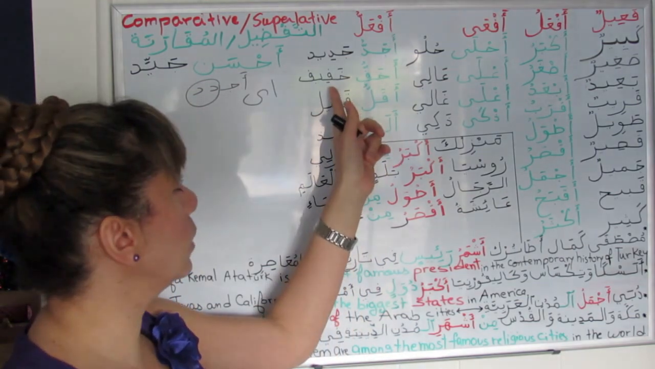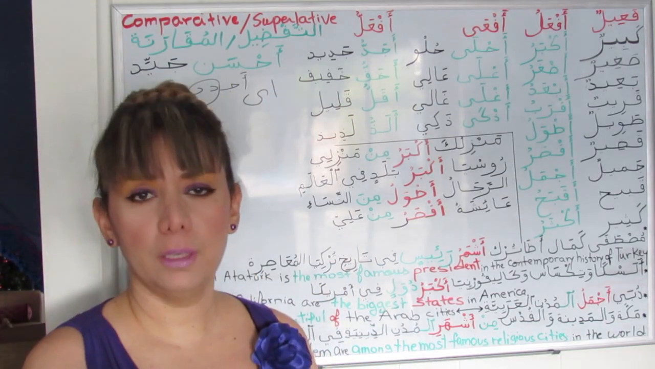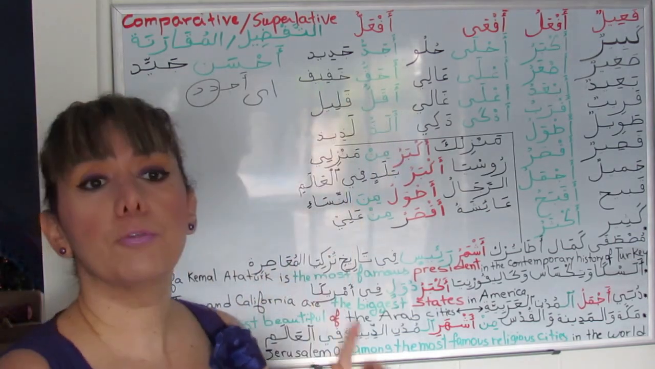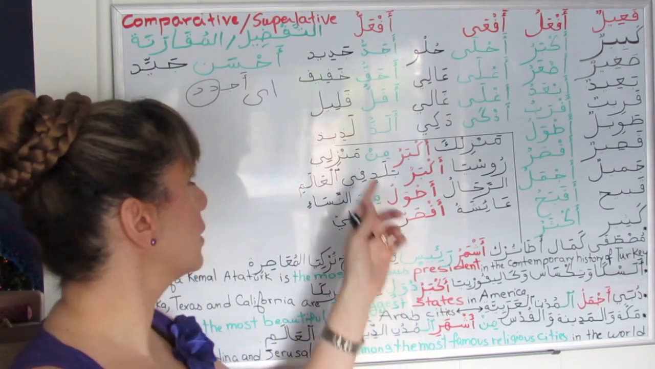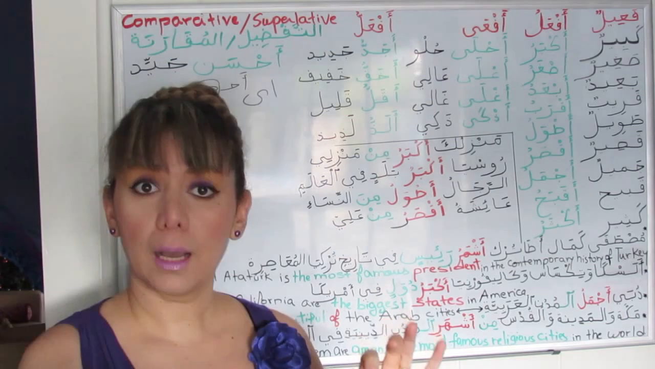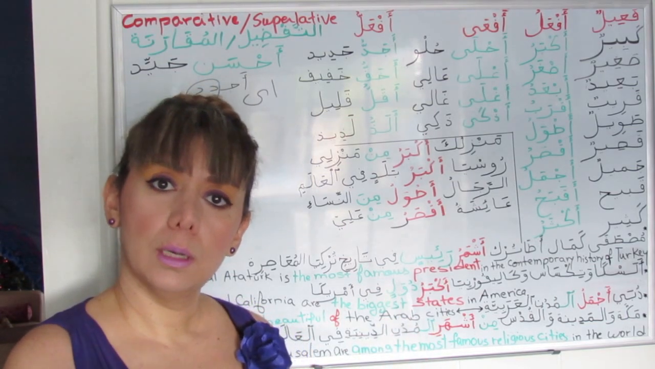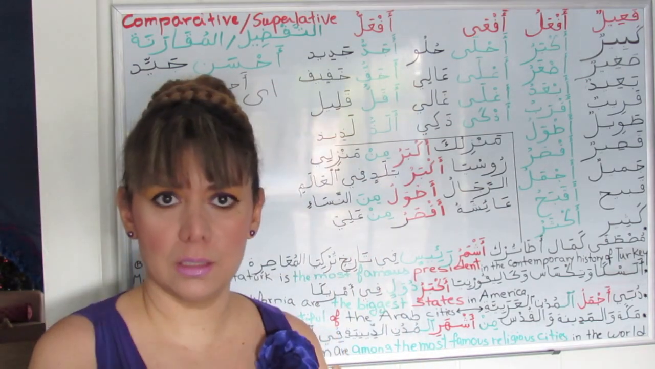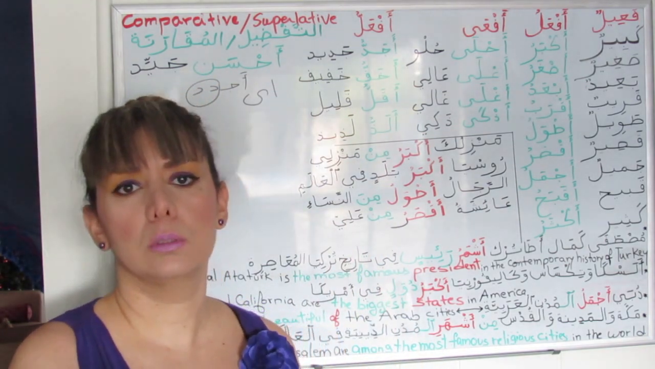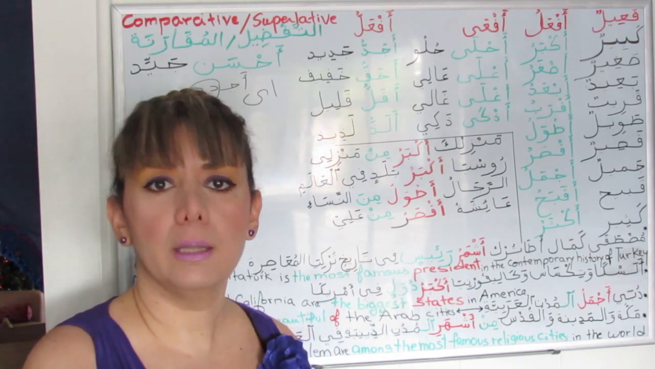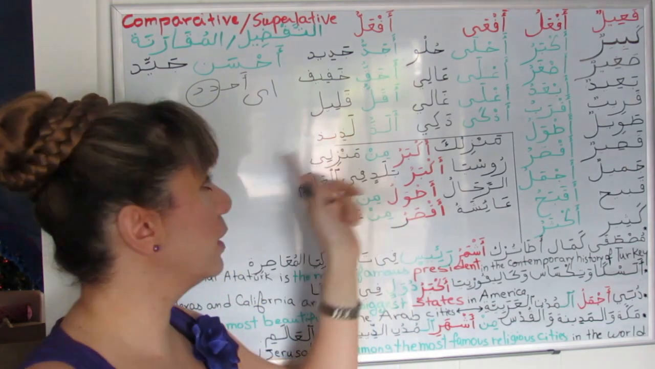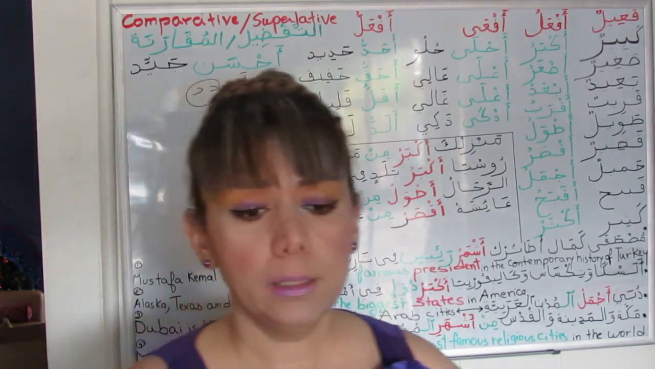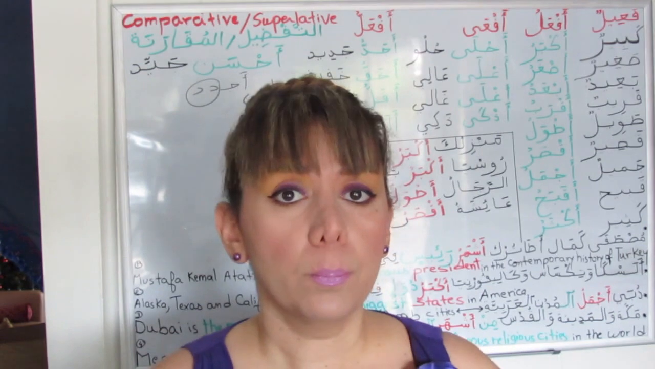Here we have the same thing with this adjective. خفيف, we have double fa here. أخف, lighter or lightest. قليل, أقل, less or least. لذيذ, it means tasty. We use it for food, tasty food. طعام لذيذ. We have double ذال. ألذ.